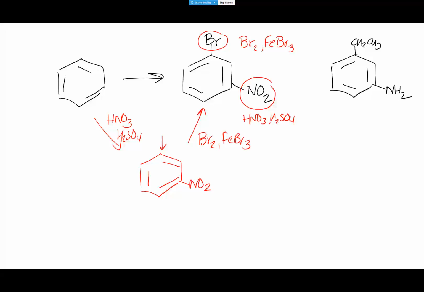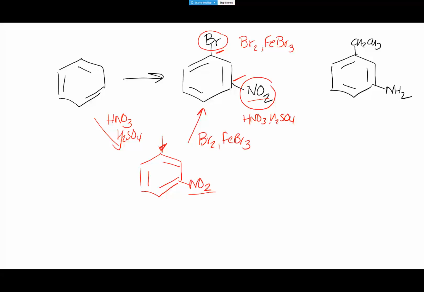It is a meta director. So what it's going to do is direct to the meta position, which is 1, 3. So it's going to direct meta to itself, and that's going to put the bromine up here, because the bromine and the nitro group in the original molecule are meta. And what you'll see in the answer key is that I'll put the nitro group where it is because that's where I had it in the final product. So I'm trying to put the groups so that I can line them up at the end. That's why I put them in the positions that they're at.